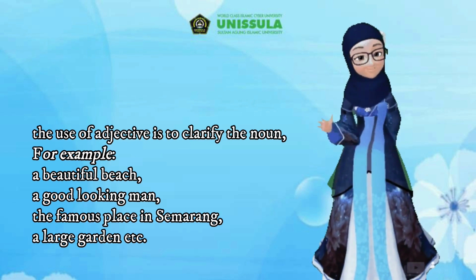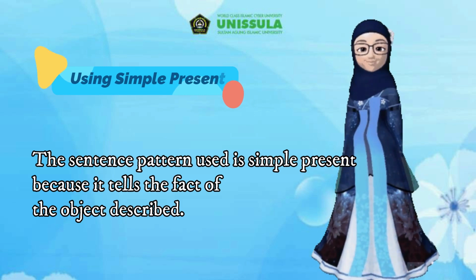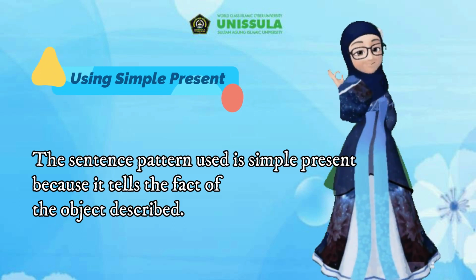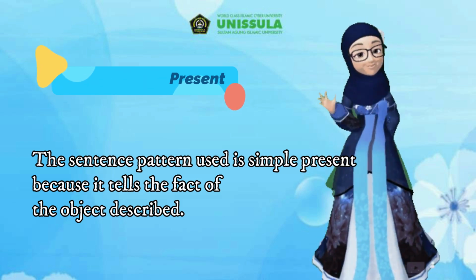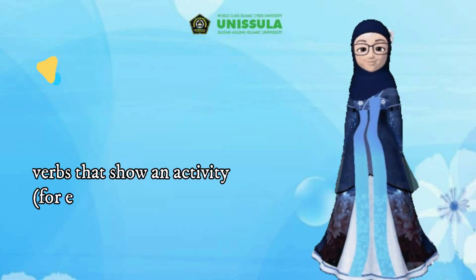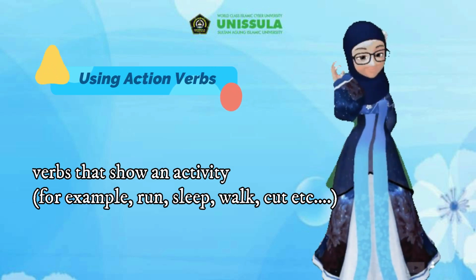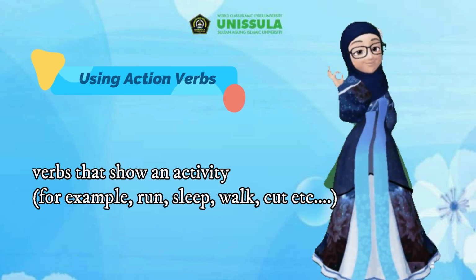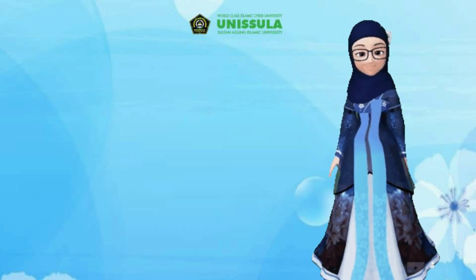And then using simple present tense. The sentence pattern uses simple present tense because it tells the fact of the object described. So you have to use simple present tense because of telling the fact. And then using action verbs, the verbs that show an activity. This is an action verb, for example, like run, sleep, work, and etc. And many others. There are so many.